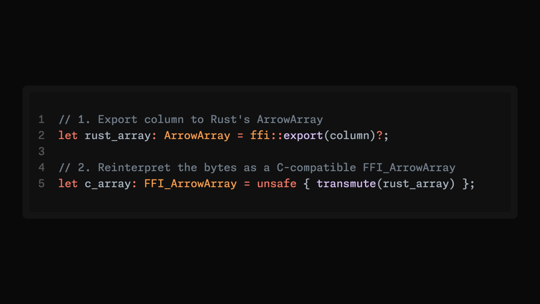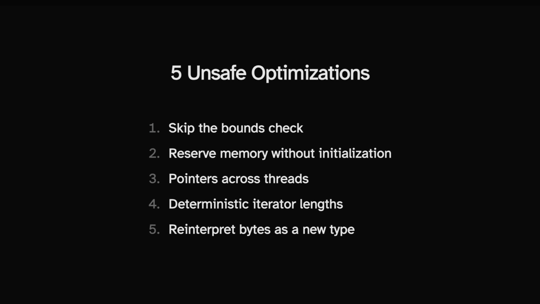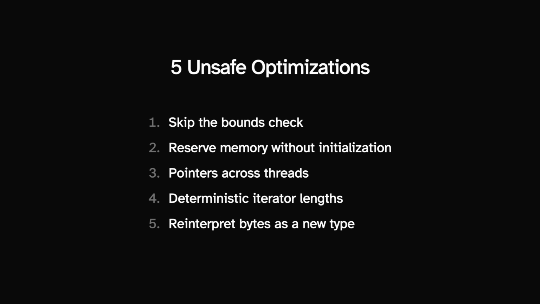You'd reach for this in your own code anytime two types share an identical memory layout and you need to hand that data across a boundary, FFI, a network, a file format, without paying the cost of copying it byte by byte. These are the 5 unsafe optimizations that Polars uses to be one of the fastest DataFrame libraries in the world. And yet, as a consumer of Polars, you never have to write unsafe yourself because the library is carefully designed to keep all that complexity inside.